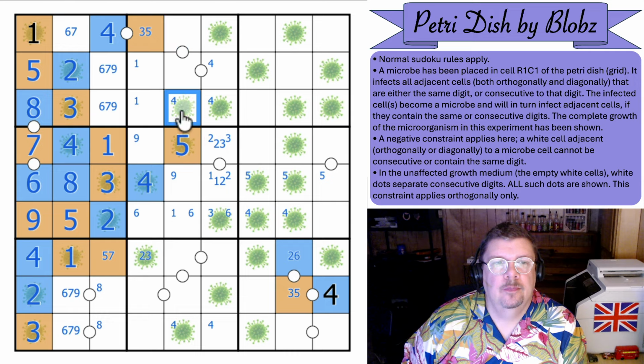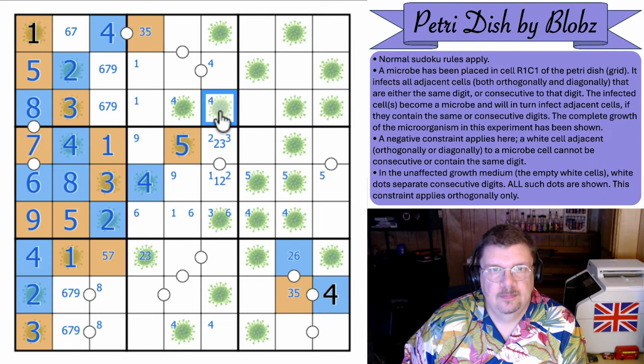Right. If 5 makes that 4, then this cell is either infected by the 4 or the 5, but it can't be a 3 or a 4, so it could be a 5 or it could be a 6. So if that 5 makes that a 4, then that is a 5 or a 6. If that 5 makes this a 4, then that's a 6.